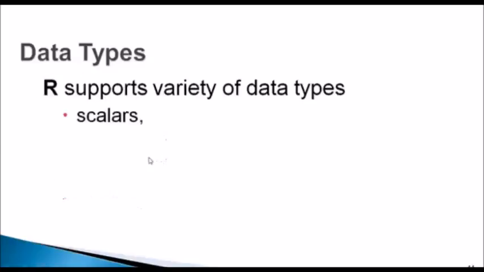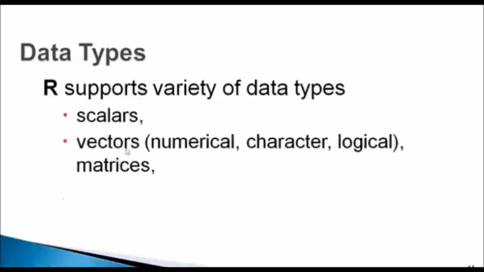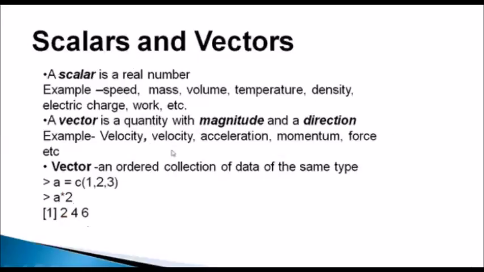Okay. Did we define scalars, vectors, and data frames? R supports all data types: scalars, vectors, numerical, character, logical. These are basic statistics, right? Now we are getting to that. So what is a scalar? A scalar is a real number, for example speed, mass, volume, all this, right? And a vector is a quantity with magnitude and a direction, so velocity, acceleration.